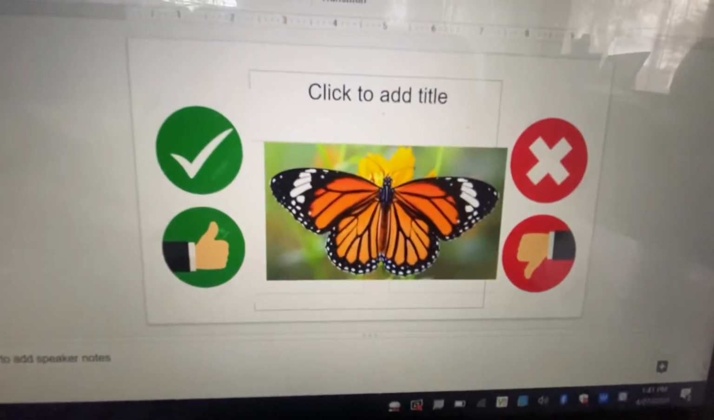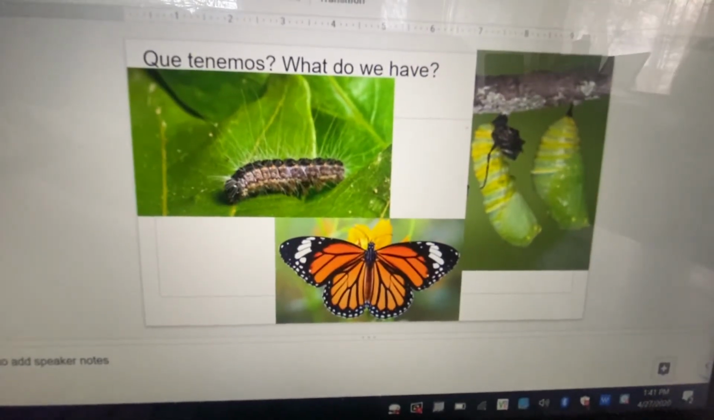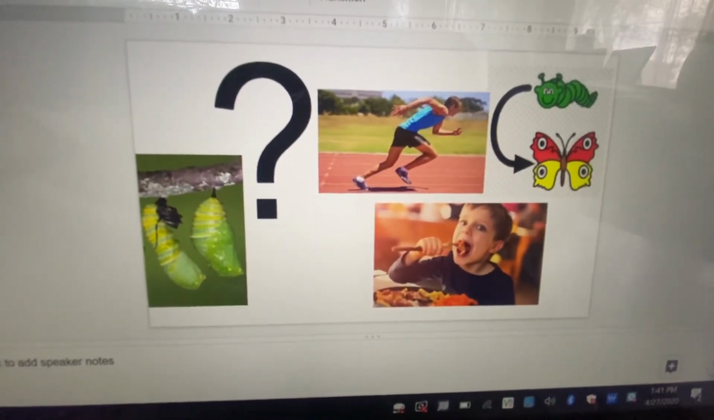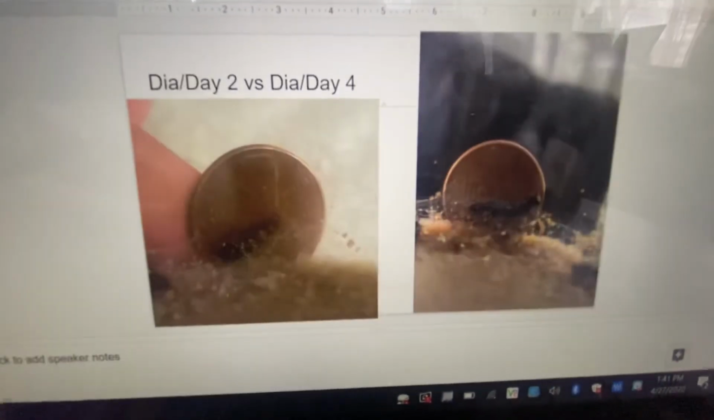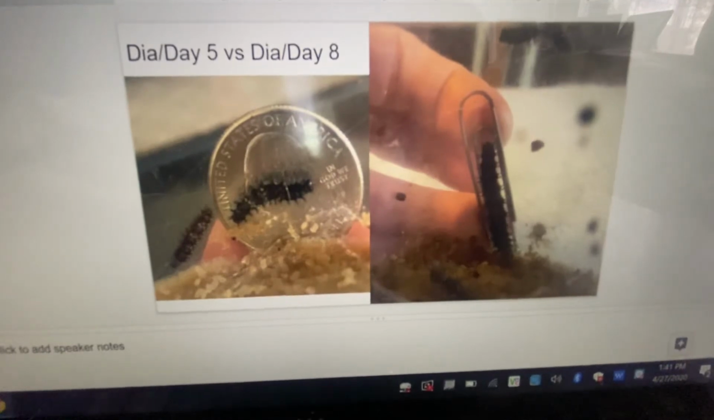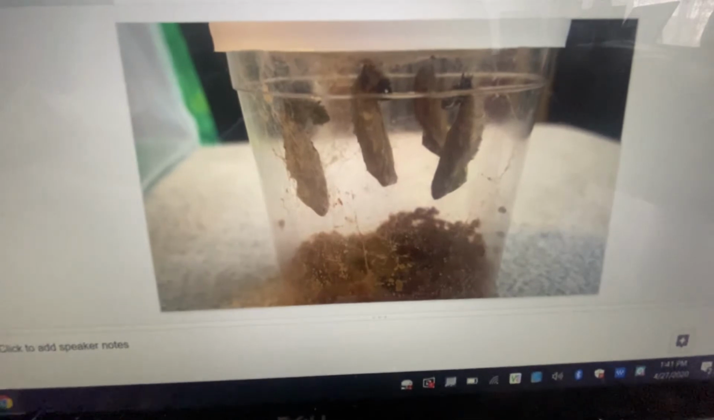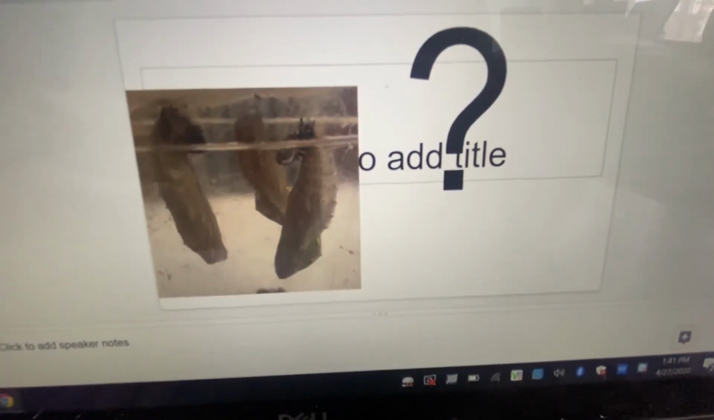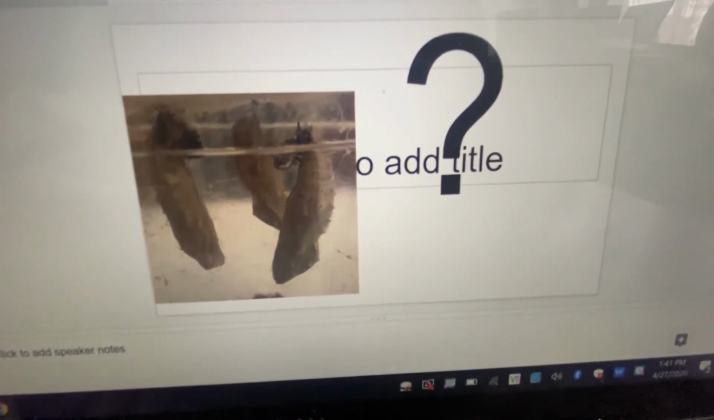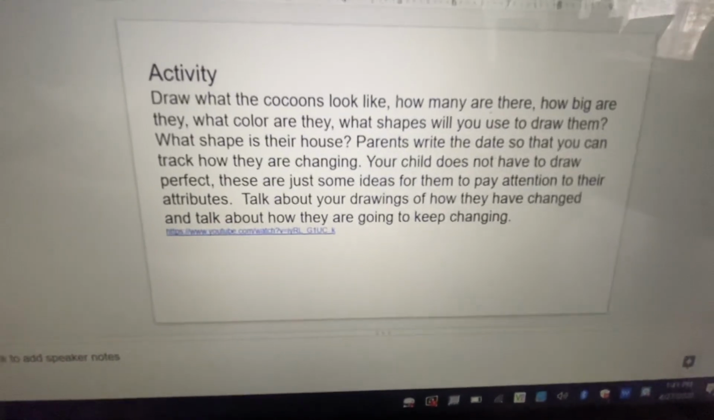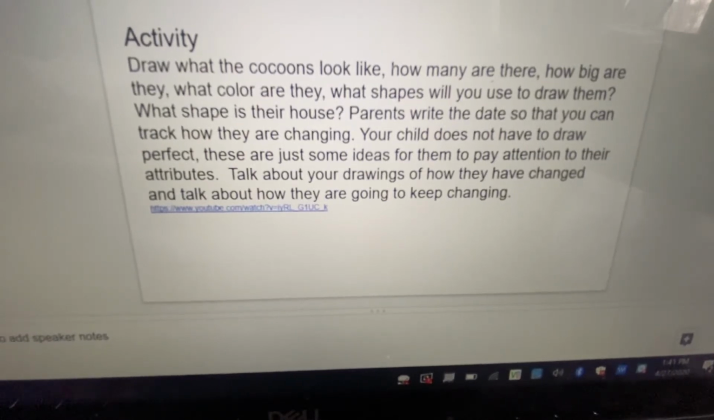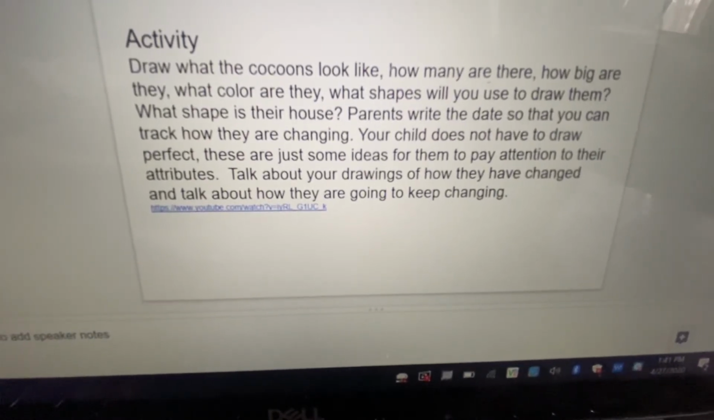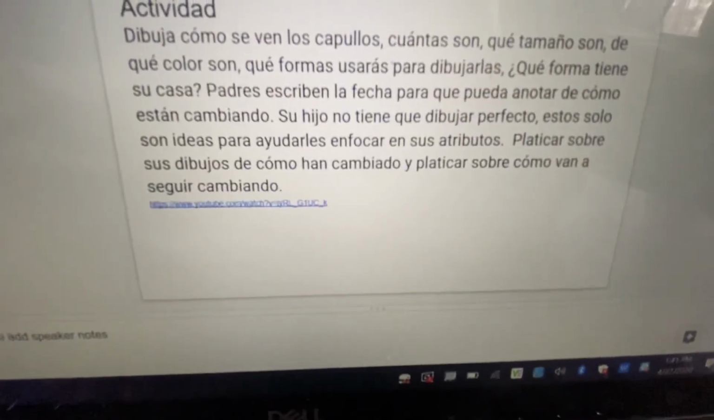And then we said, do we have butterflies yet? No, we still had cocoons. And we said, what are they doing inside of there? Are they running, eating, or changing? And they were changing, right? We talked about how much they changed and how big they got, and they hung upside down and they made their chrysalises. And what's going to happen after they made their chrysalis, after they made their cocoon? And your activity was to draw what their cocoons look like now, how many there were, how big they were, the shape of their house, and keep talking about how they were changing.